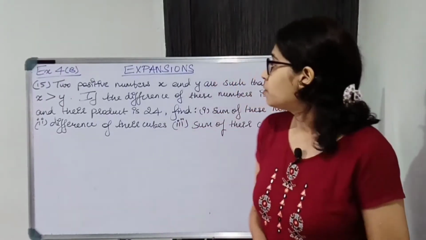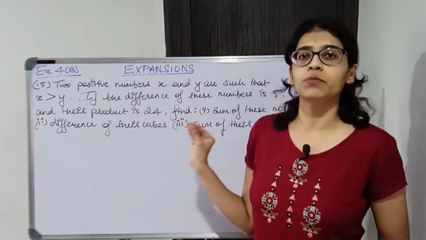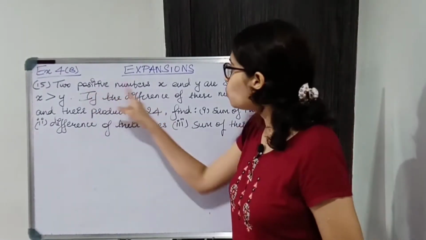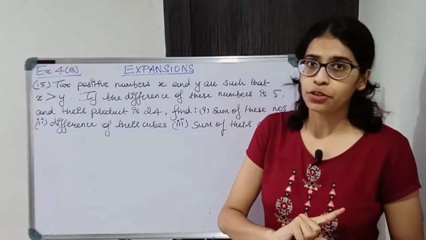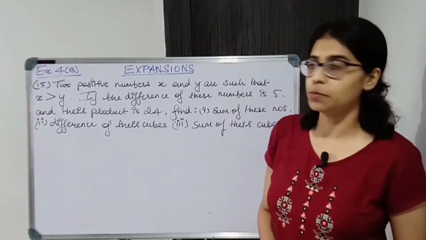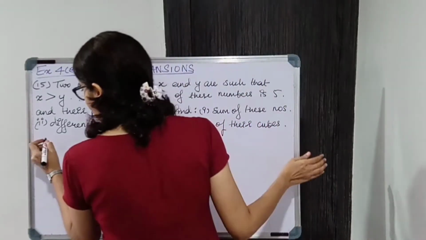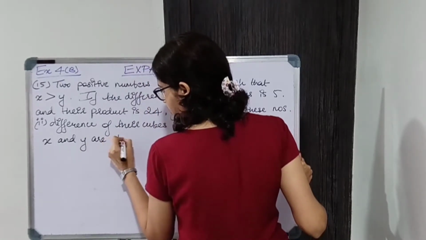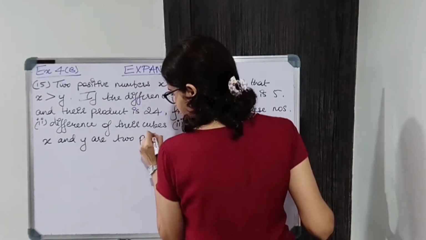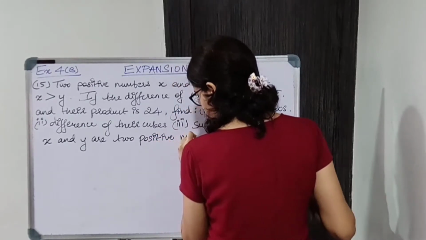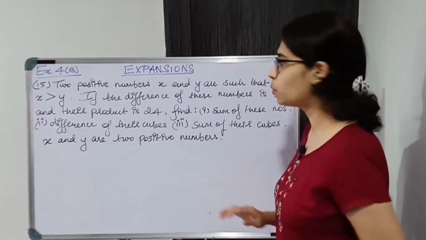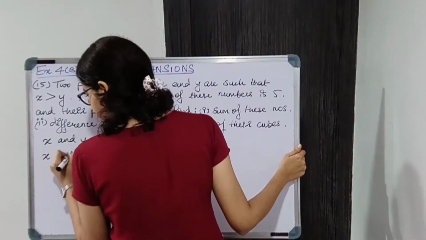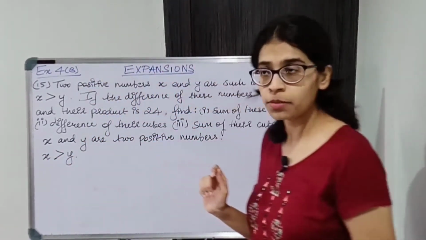Now first we need to simplify this word problem. Okay, we have to write it in equation form. Now there are two positive numbers, both the numbers are positive. So first let us write down the statements. X and y are two positive numbers, such that x is greater than y. So x is greater than y. This is greater number, this is smaller number.